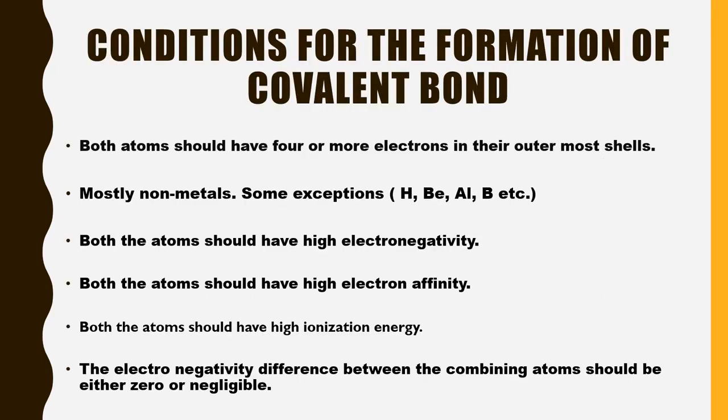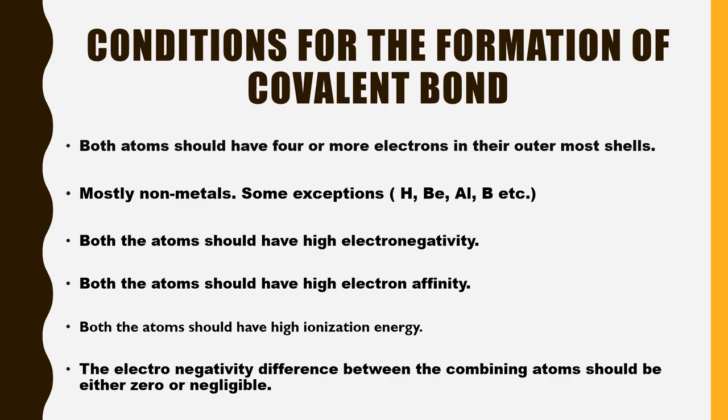Now we are going to discuss the conditions for the formation of a covalent bond. The first condition is that both atoms should have 4 or more electrons in the outermost shell. Mostly non-metals are needed for covalent bond formation. Some exceptions are there: hydrogen, beryllium, aluminium and boron. These are exceptions because these metals also take part in covalent bond formation.